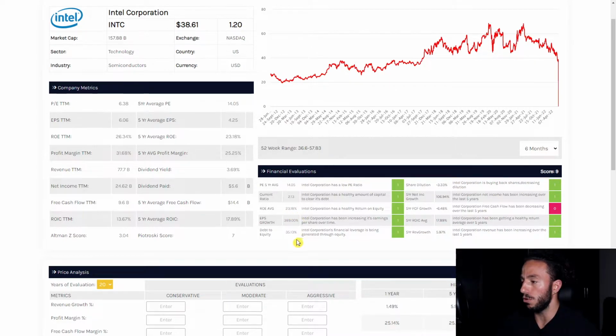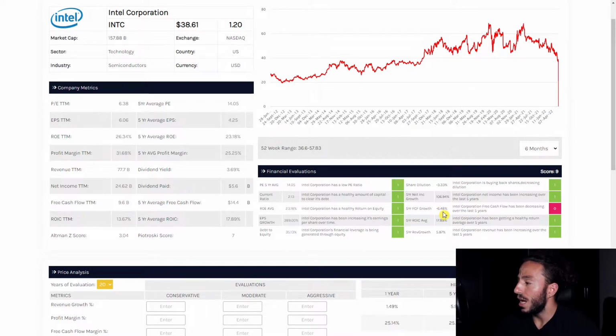Huge EPS growth. A decent debt to equity ratio sitting at 35%. Share dilution is negative 3%. And that means over the last 5 years, they've been buying back shares. This is what we want to see. We want to see this number going down, or at the very least, staying the same. And we have that. The 5-year net income growth growing.